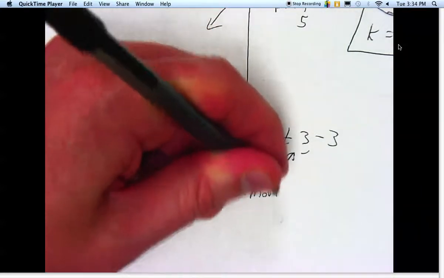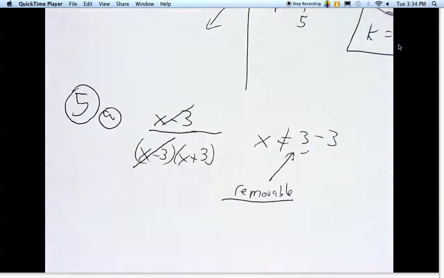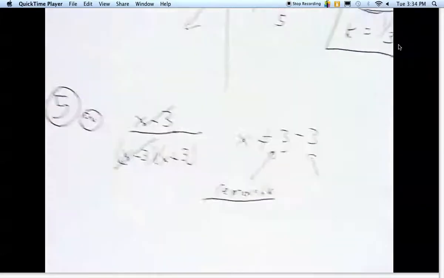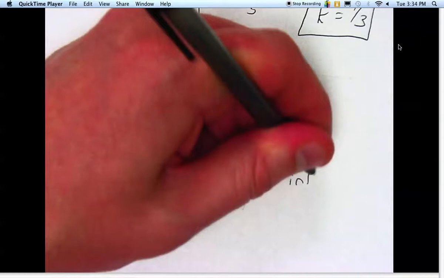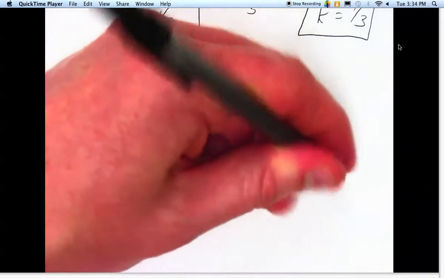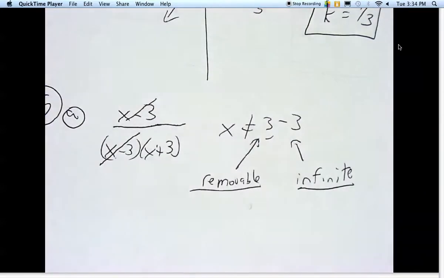And so this is a removable discontinuity, right? This one cannot cancel away, and so that's going to be a vertical asymptote. The name we give that is an infinite discontinuity, right? So x equals 3 is removable, a hole, and -3, infinite.